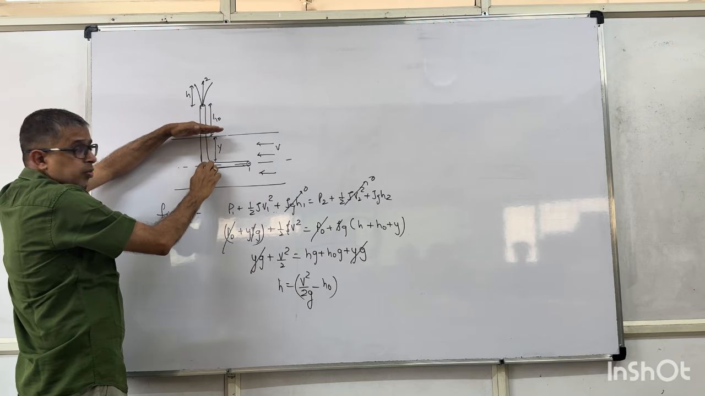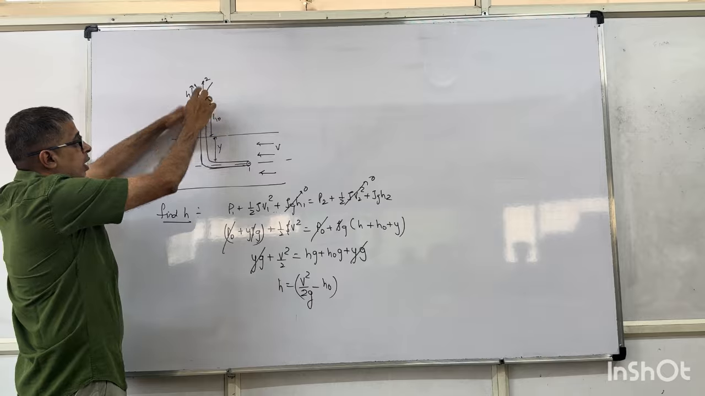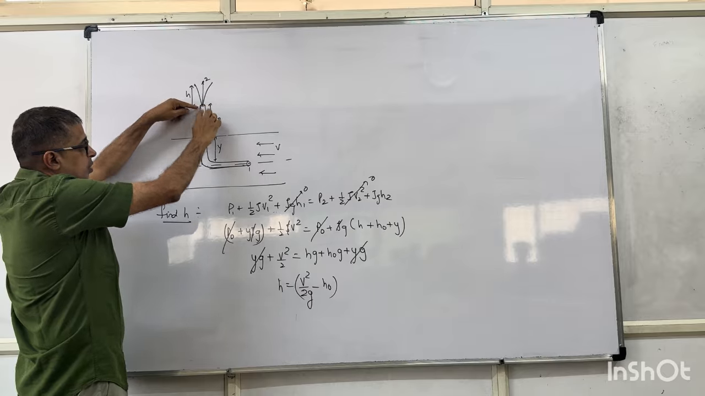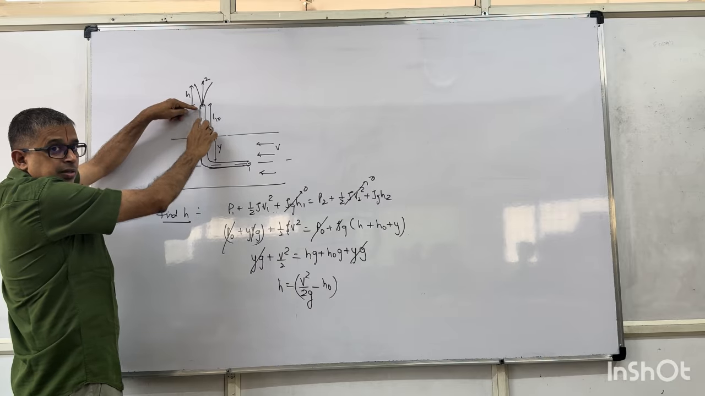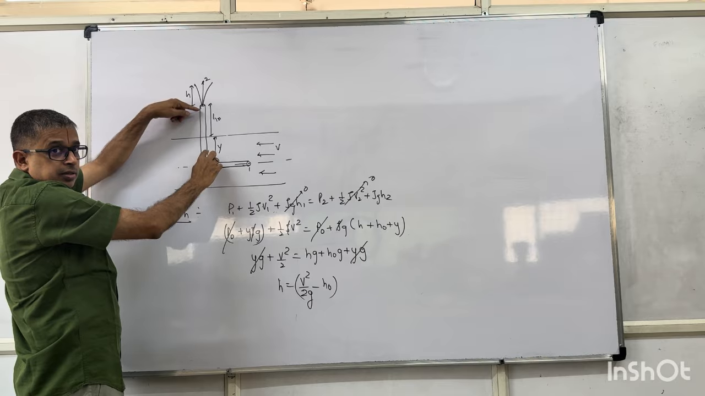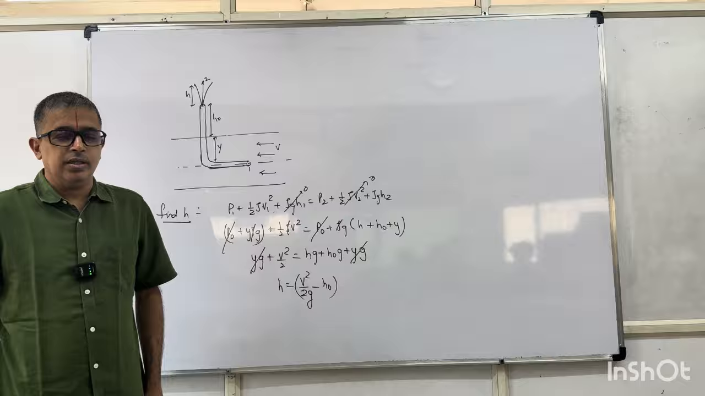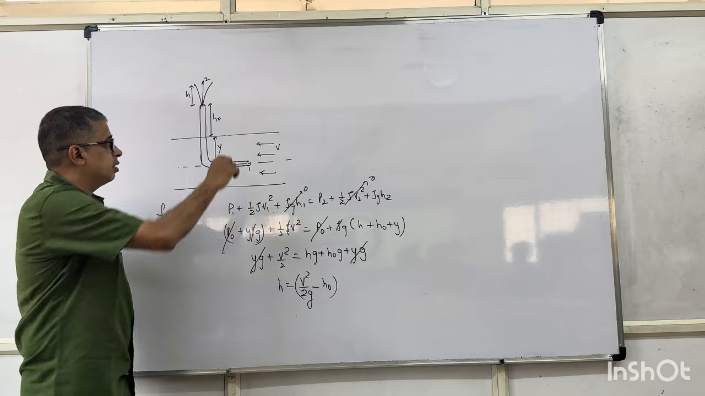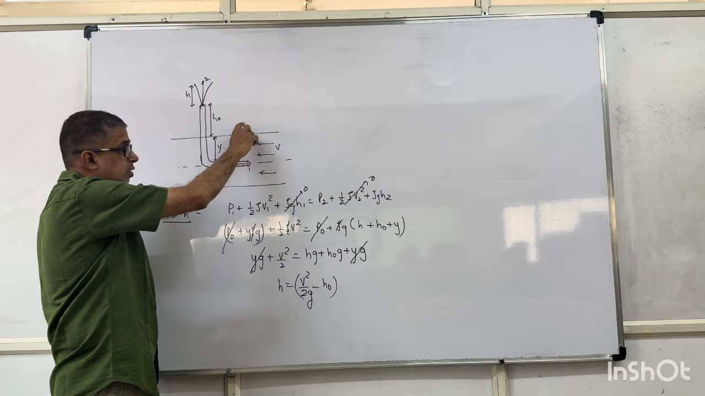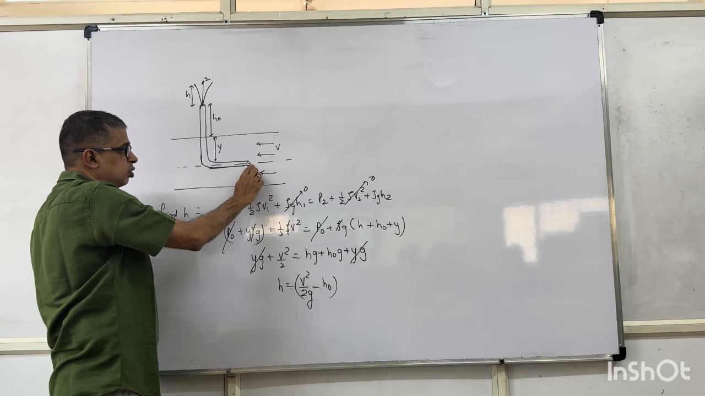Here I cannot take y rho g plus h naught rho g simply because here fluid is flowing. I cannot take static pressure. In this direction here I can take static pressure. This is open space. Atmospheric pressure plus y rho g will be the pressure here.